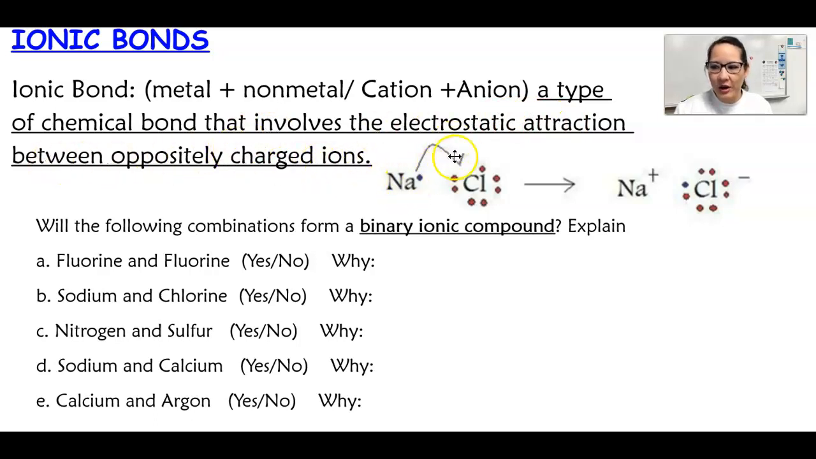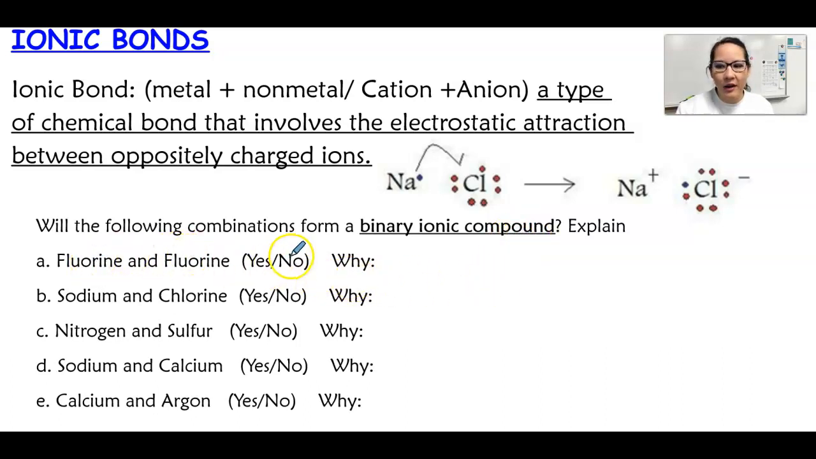So here's your sodium, here's your chlorine. Sodium's going to give an electron over to the chlorine, and then the loss causes it to be a positive one charge. This gaining becomes a negative one charge. So, will the following combinations be binary ionic compounds? Yes or no, and explain why.